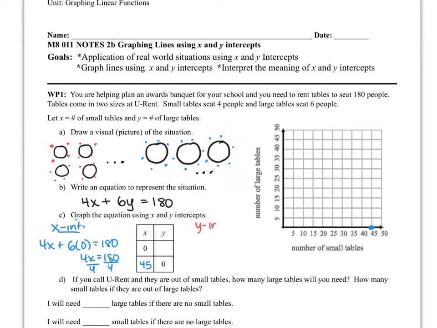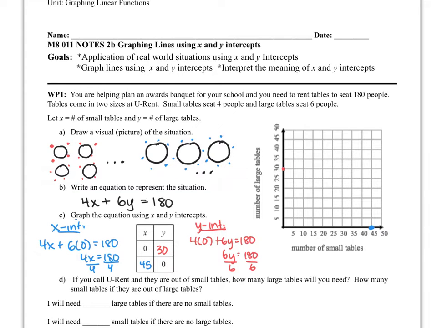Now I'm going to do my y-intercept. And so if it's going to be along my y-axis, that means I don't want to move left or right at all, which means I need my x-coordinate to be 0. So in my equation, I'm going to change x to 0 and solve this for y. Divide by 6, and 180 divided by 6 is 30. And so now I have my x and my y-intercepts.